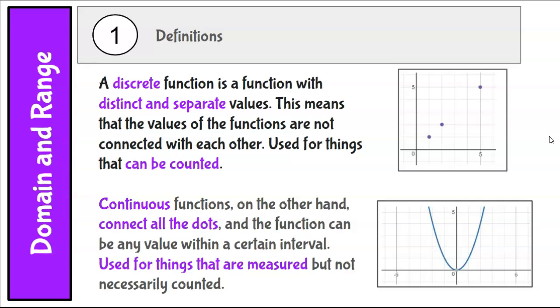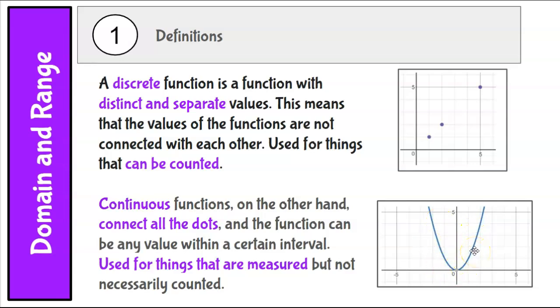For continuous functions, on the other hand, you do connect all of the dots. So every point on this line is another point. Even though they're not graphed and we only have one point that's actually marked, everywhere on this blue line is another point. In fact, we couldn't possibly graph all of the points. We couldn't put dot, dot, dot, because there are infinitely many points in this line. For continuous functions, the function can be any value within a certain interval.